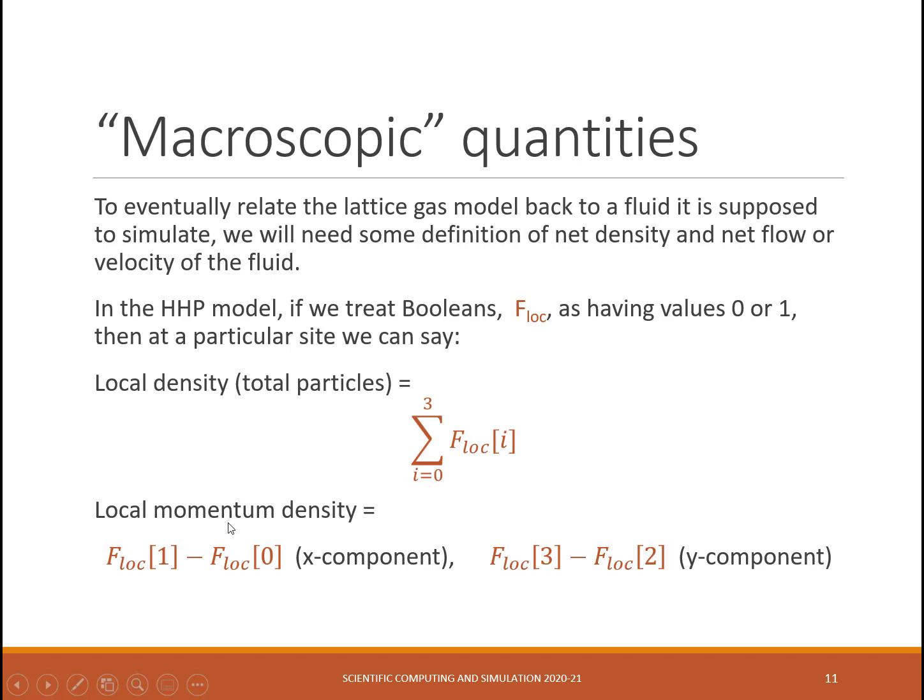As mentioned in the previous slide, array f determines the state of a particular particle. Each item in this array is a Boolean variable having values 0 and 1. Based on this, the local density of a particle is defined as the summation of all four elements in f.